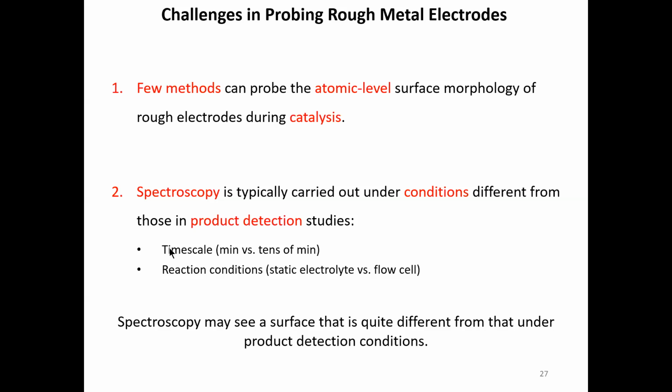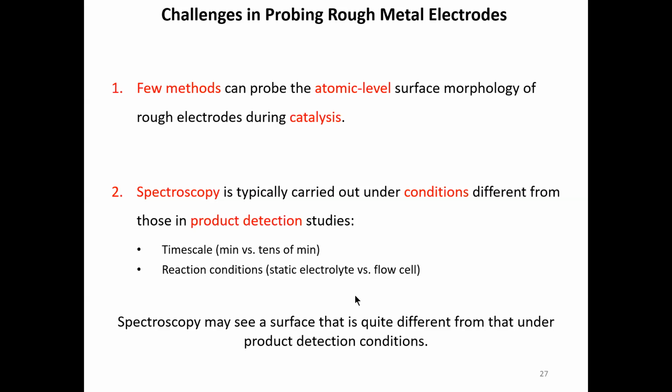Let me give you two examples. First, in spectroscopy, we often probe the interface on a time scale of a few minutes, whereas in product detection schemes, it is typical to run the catalysis for tens of minutes. Also, the reaction conditions can be quite different. It's not atypical to use static electrolytes in spectroscopy, whereas flow cells are often employed when doing product detection. So that means that spectroscopy may probe a state of the interface that is quite distinct from the state of the surface under typical product detection conditions.